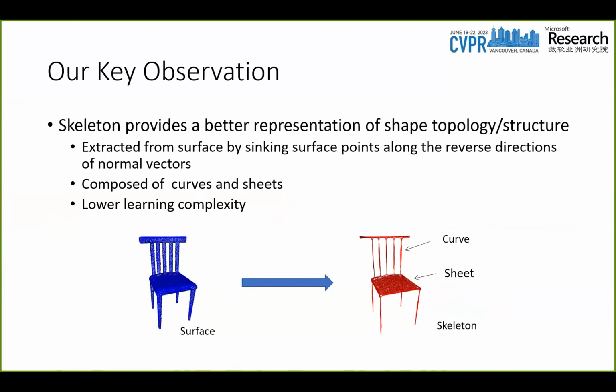Our key observation is that the skeleton provides a good representation of the shape topology and structure. As shown here, a skeleton of the 3D shape is composed of curves and sheets. It can be extracted from 3D shapes by shrinking the surface along the reverse directions of the surface normals. As a result, the skeleton will ignore all shape details and only represent the topology structure of a 3D shape.